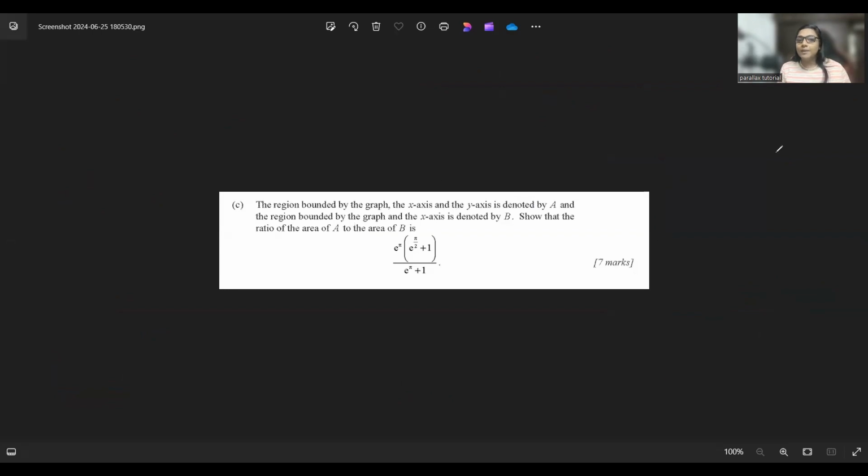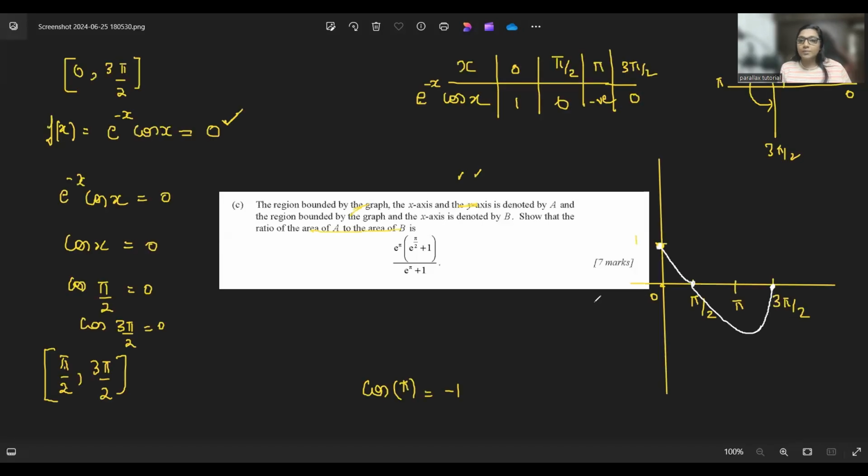So the region bounded by the graph. So the same graph we are talking about. Let's bring back that. Yeah, so we are talking about this graph. Region bounded by the graph and the x-axis and y-axis, which means this part, okay, is denoted as A. And the region bounded by the graph, x-axis, is denoted as B. So this is B. Show that ratio of area A by B is given as this.